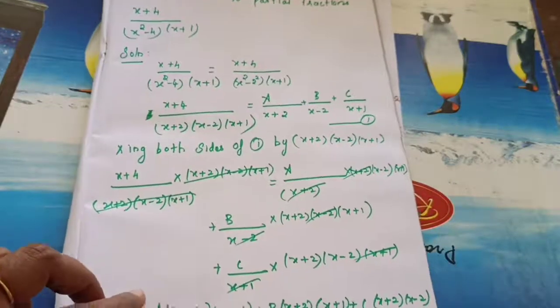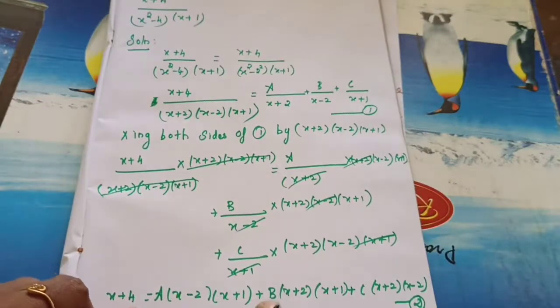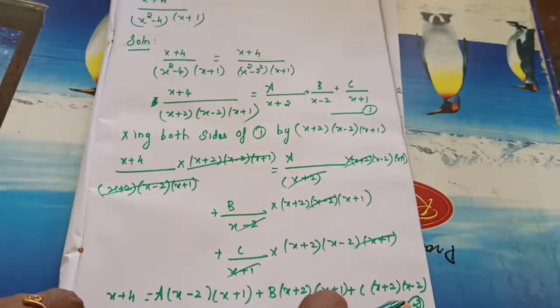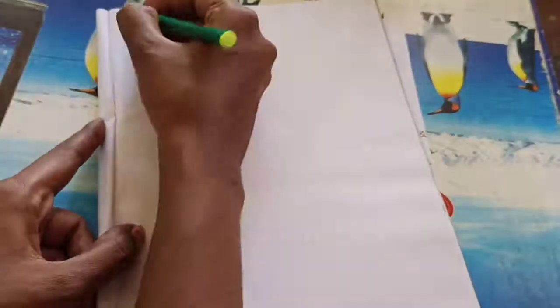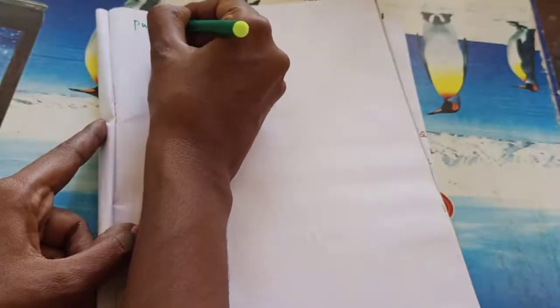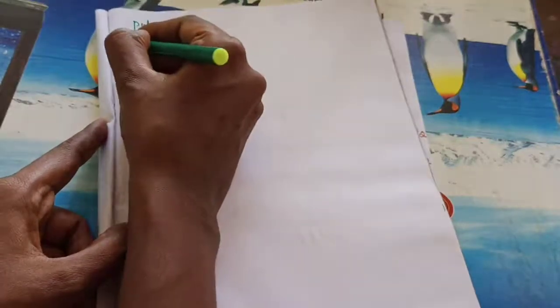Now you got the answer as B = 1/2. Okay, so next if we substitute minus 2, what will happen? This term and this term will become 0. Yes, so we can substitute minus 2. So that's what we can do: put x = -2, and substitute in equation number 2.